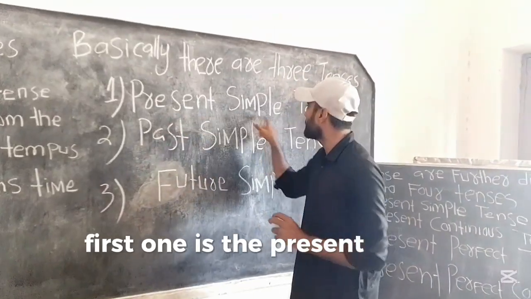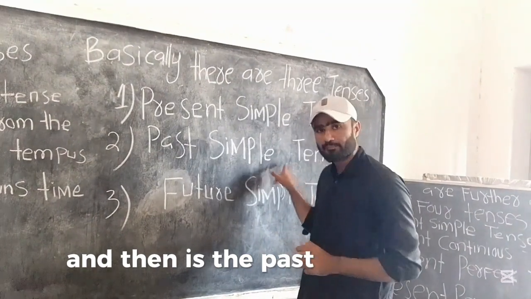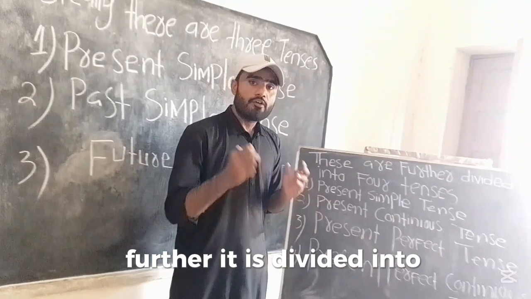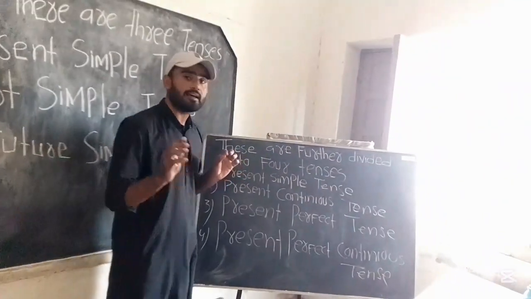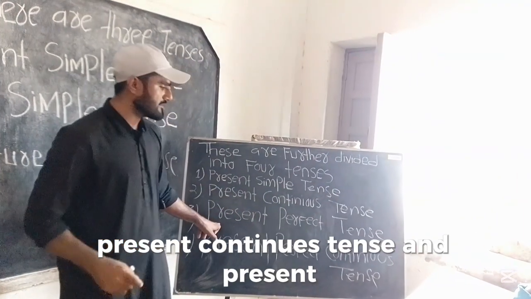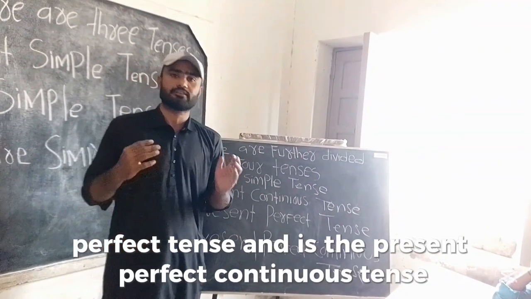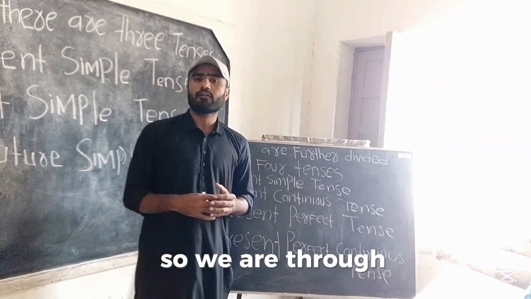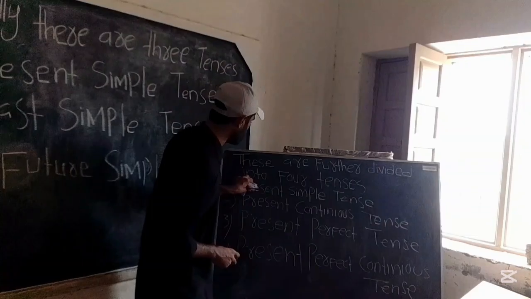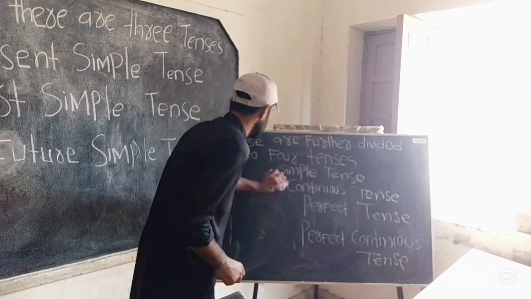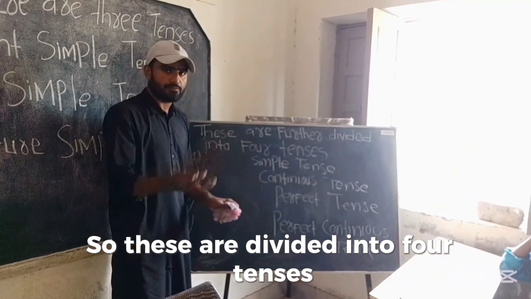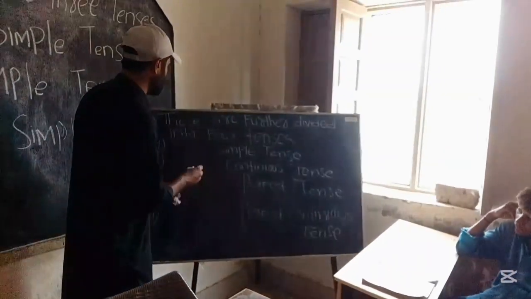The first one is the present simple tense, then the past simple tense, and then the future simple tense. Further, each is divided into four different tenses, which are the present simple tense, present continuous tense, present perfect tense, and the present perfect continuous tense. So these are divided into four tenses, and we will study the present simple.